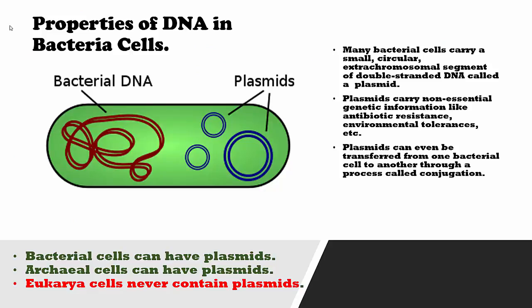Many bacteria cells carry a small circular extrachromosomal segment of double-stranded DNA called a plasmid. Plasmids carry non-essential genetic information, like antibiotic resistance or environmental tolerances. Plasmids can even be transferred from one bacteria cell to another through a process called conjugation. Both bacteria and archaea cells can have plasmids, but not all of them do. However, eukaryotic cells will never contain plasmids.